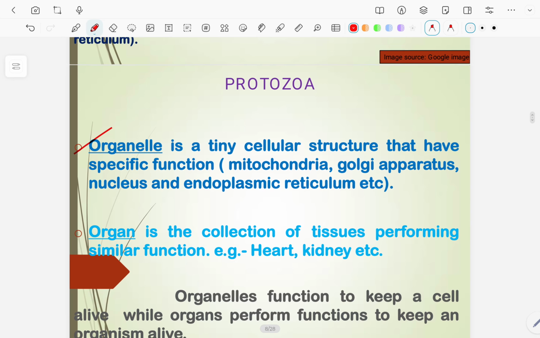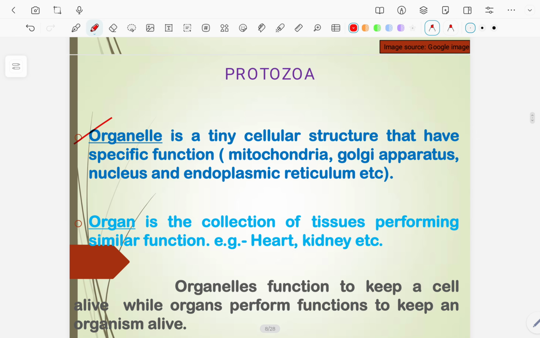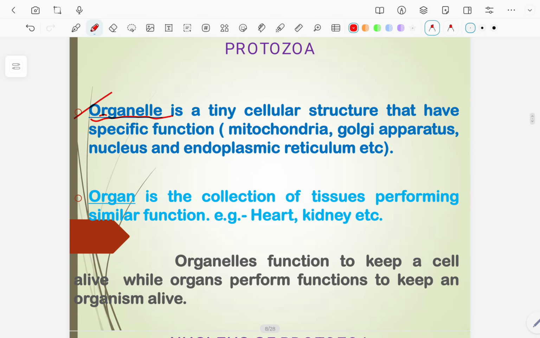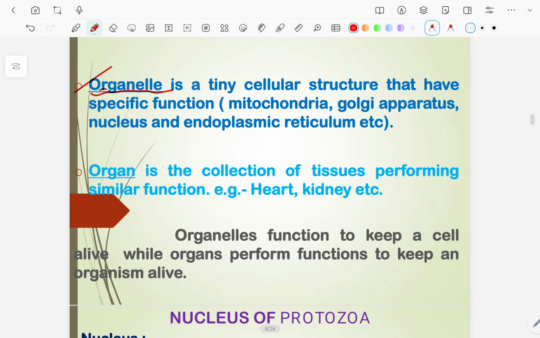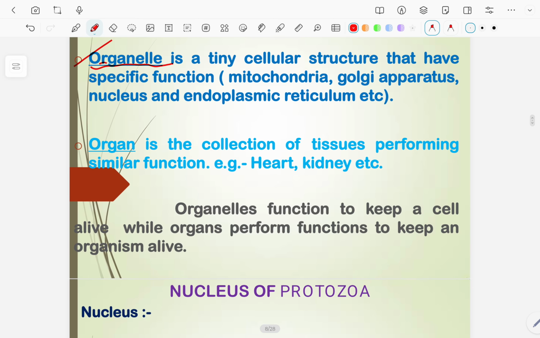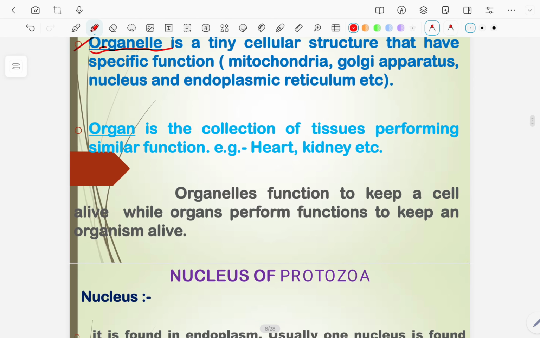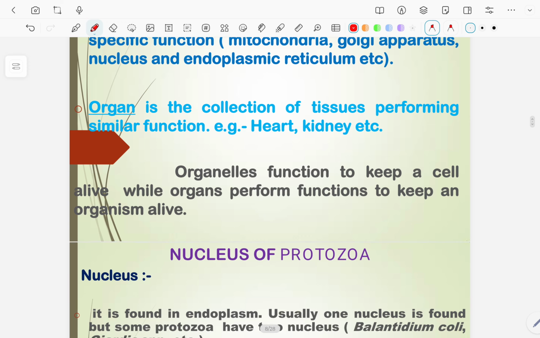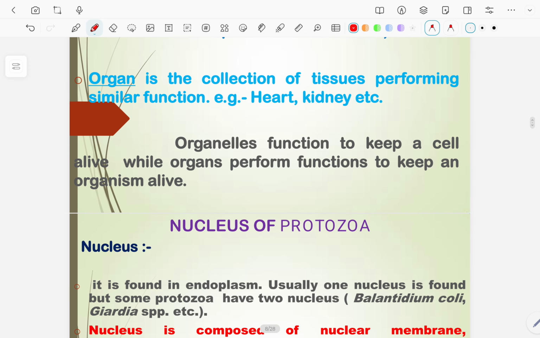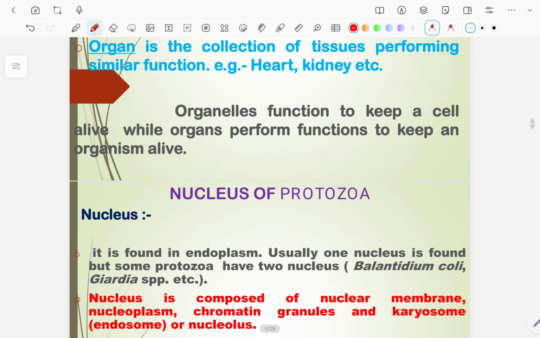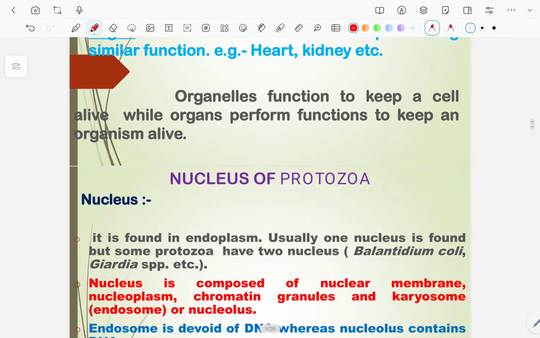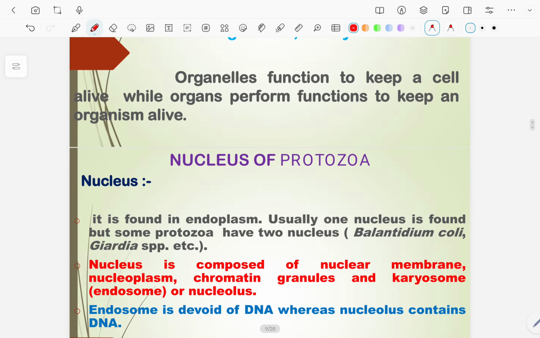Organelle is a subcellular structure that has a specific function: mitochondria, Golgi apparatus, nucleus, endoplasmic reticulum, etc. Organ is a collection of tissue performing similar function. Example: heart, kidney, etc. Organelles function to keep a cell alive, while organs perform functions to keep an organism alive.